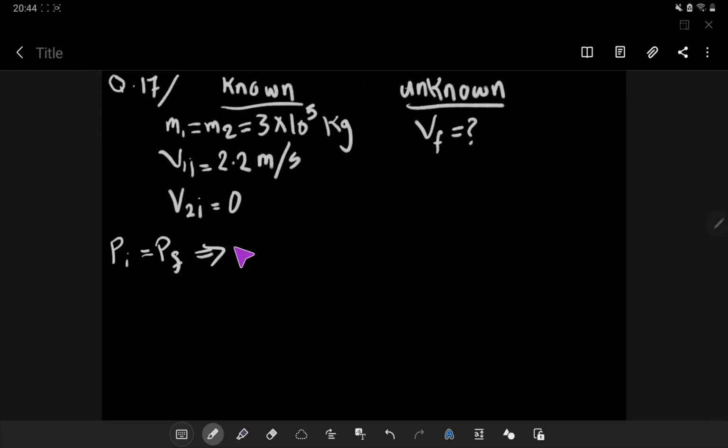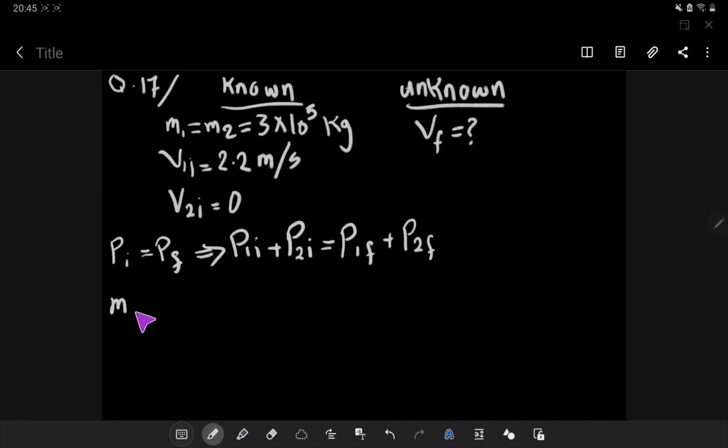What does that mean? That means P1 initial plus P2 initial equal to P1 final plus P2 final. We can write our law just like this. We knew that P equals mv, so we will write it like this.